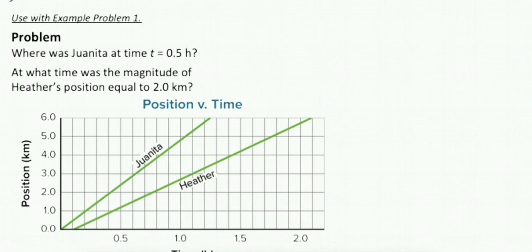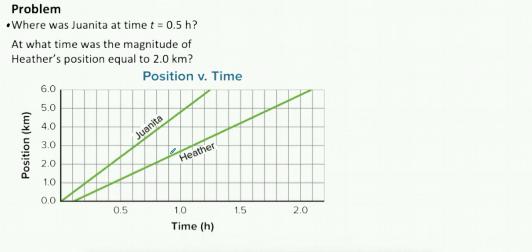Okay, so let's try this example problem. Question 1. Where was Juanita at time t equals 0.5 hours? So Juanita is this line here. I'll scroll down a little bit. At time t equals 0.5 hours, see if you can eyeball where the person is, and then follow along here. So 0.5 hours is here. Where is she? Right there.